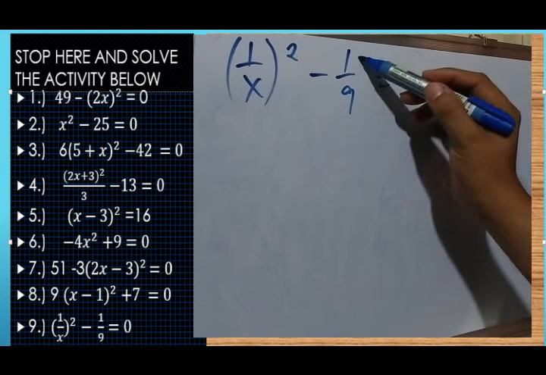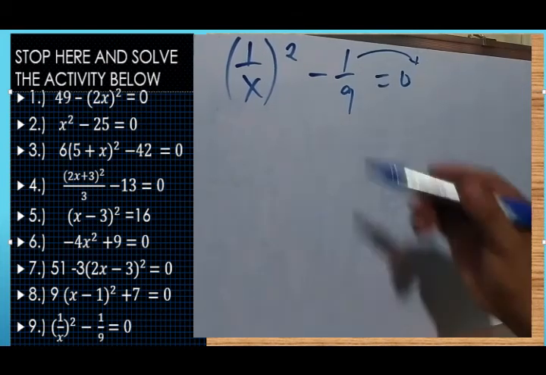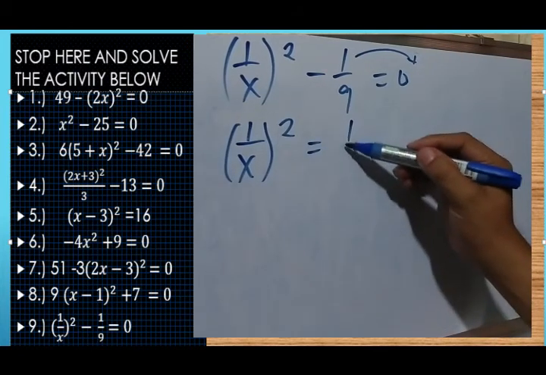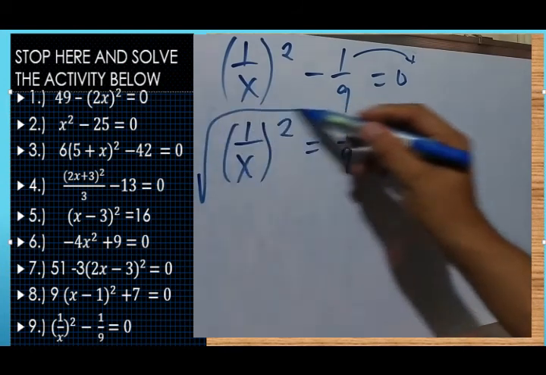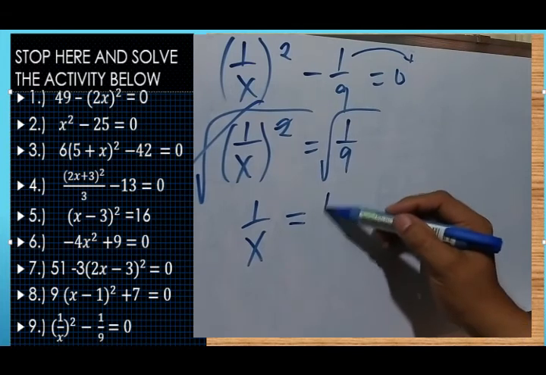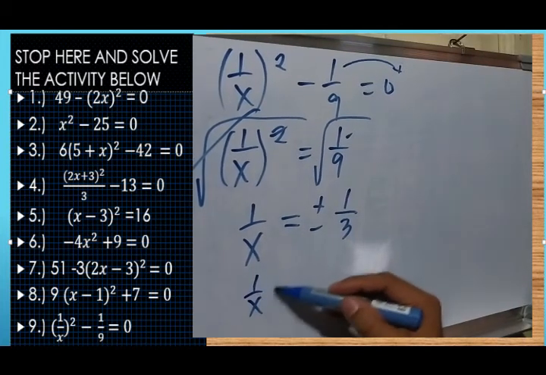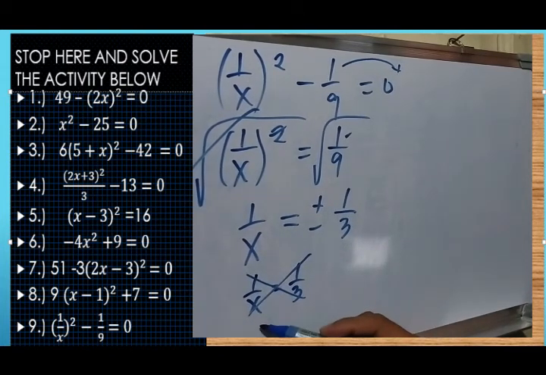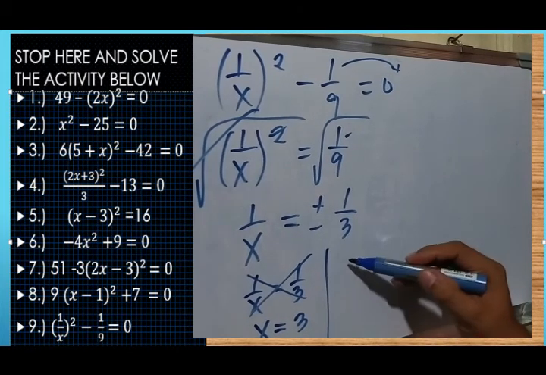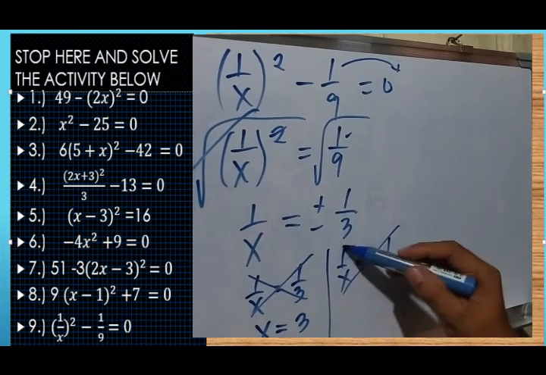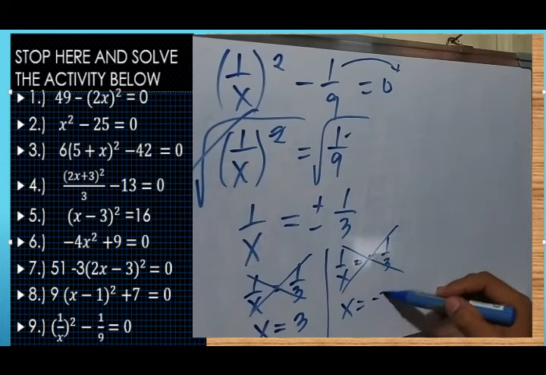Up next, we have 1 over the square of 1 over x minus 1 over 9 is equal to 0. Transpose 1 over 9, positive 1 over 9. Then extract the square root of both sides. We now have 1 over x is equal to positive negative 1 over 3. There are actually many ways of solving the value of x. We can use the ratio and proportion. So that is x is equal to 3. Then the other one is 1 over x is equal to negative 1 over 3. Cross multiply, you now have x is equal to negative 3.